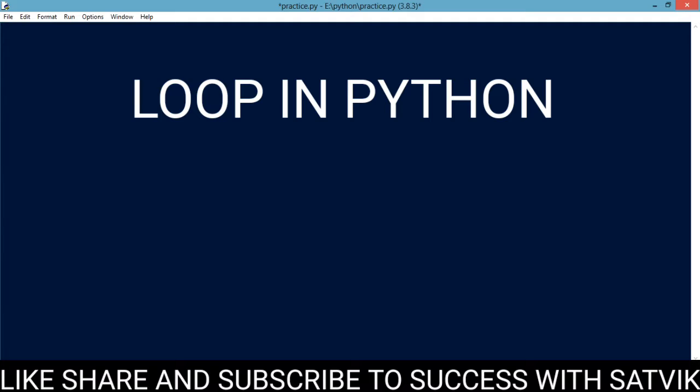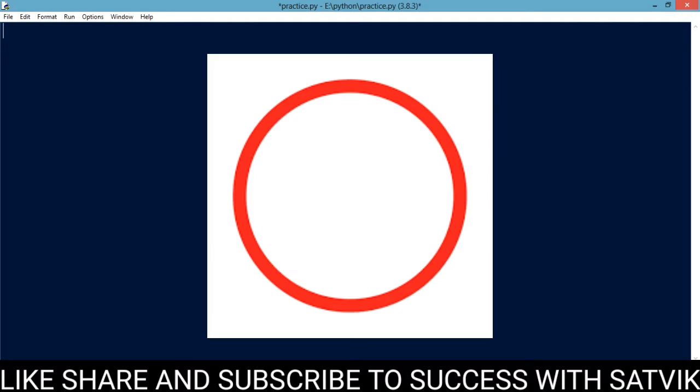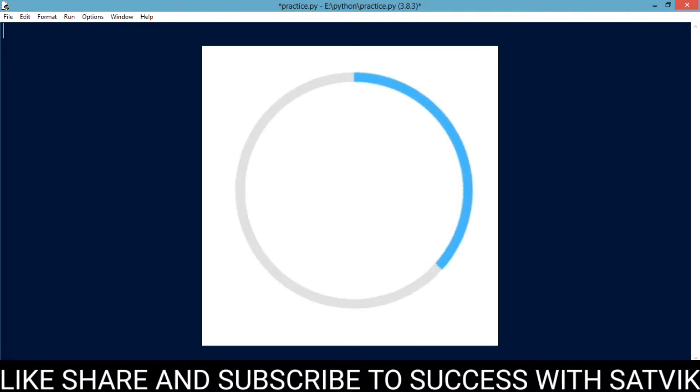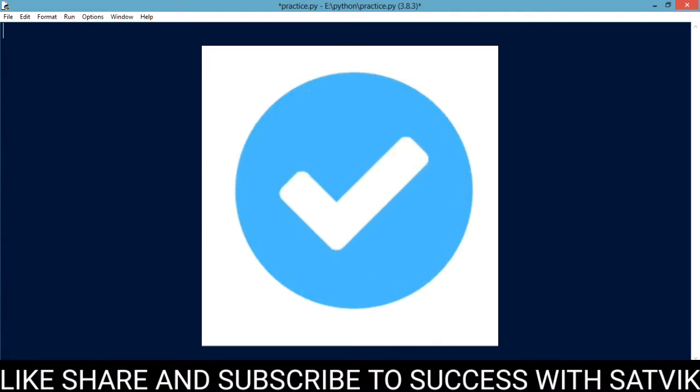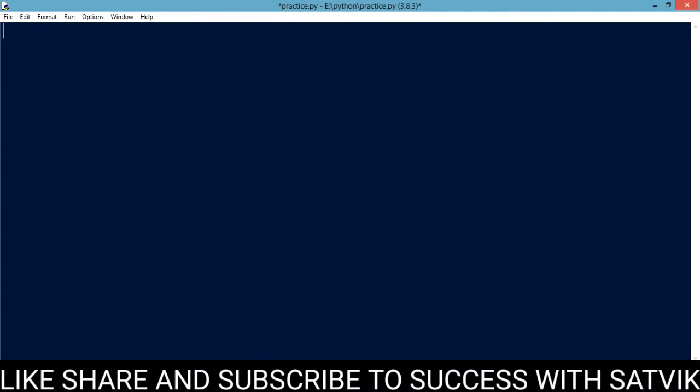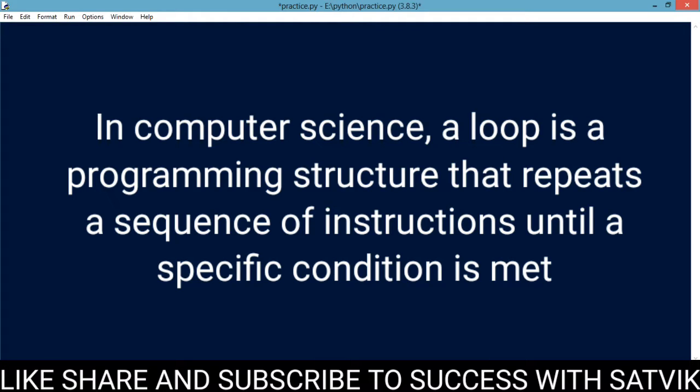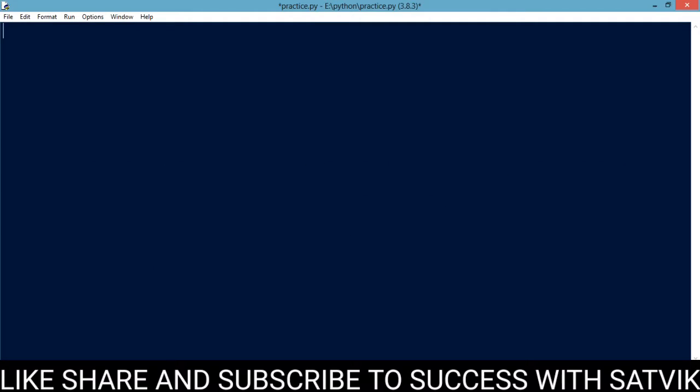So first of all, let's discuss loops in general terms. We all have seen a circle. If we start from a very specific point in a circle and start moving along its boundary, then after some time we will reach the point from where we started. So this is a kind of loop. In computer science, a loop is a programming structure that repeats a sequence of instructions until a specific condition is met. We have two kinds of loop, the for loop and the while loop.